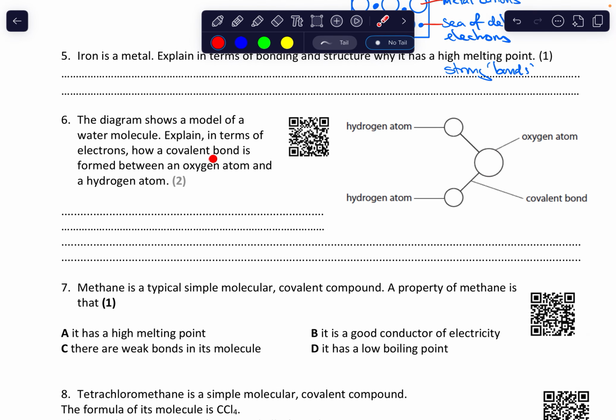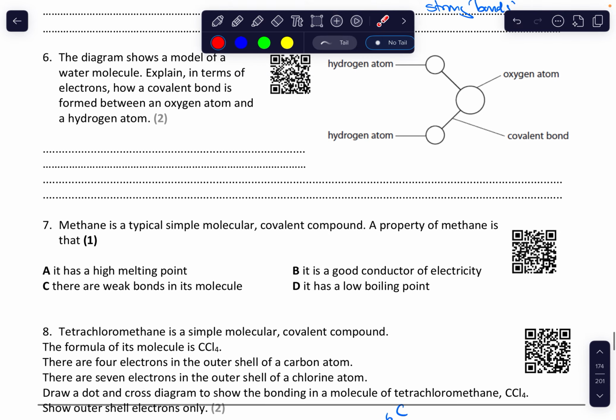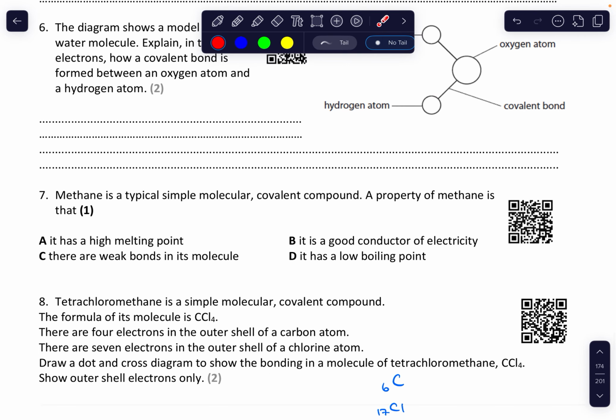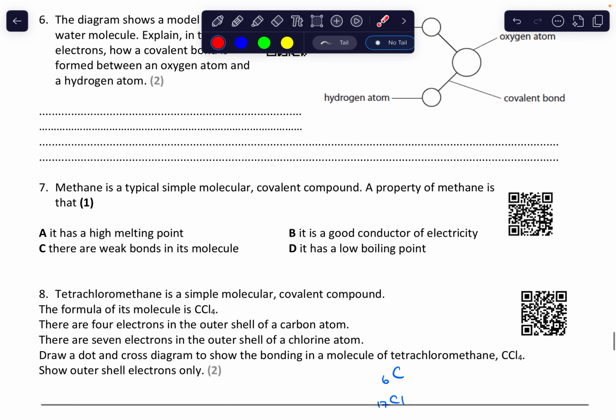And the last couple: explain in terms of electrons how a covalent bond is formed. That's core knowledge. If you don't know that, go and look that up in your book, or there's a little video here that you can scan. Methane is covalent. Again, these are properties of covalent that you need to know. So if you're unsure, watch the video here.